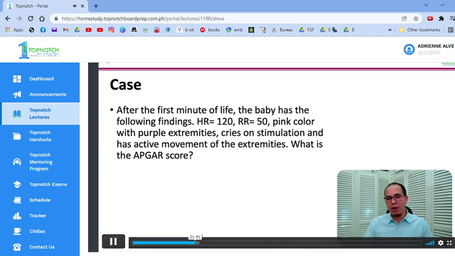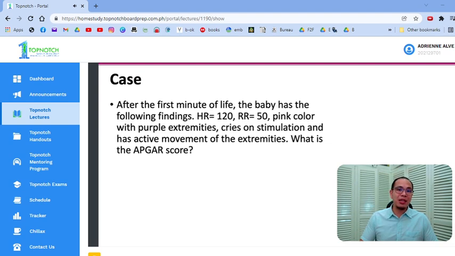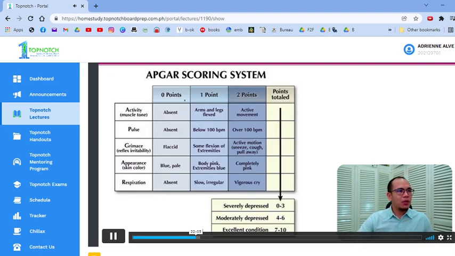So mind you, this is very important. Okay, you have to know how to compute for your APGAR score. Okay, this is something that is very basic, but sometimes guys, nakakalimutan natin, sometimes nalilito tayo, sayang yung 1 point sa exam. Okay, so this is your APGAR scoring.